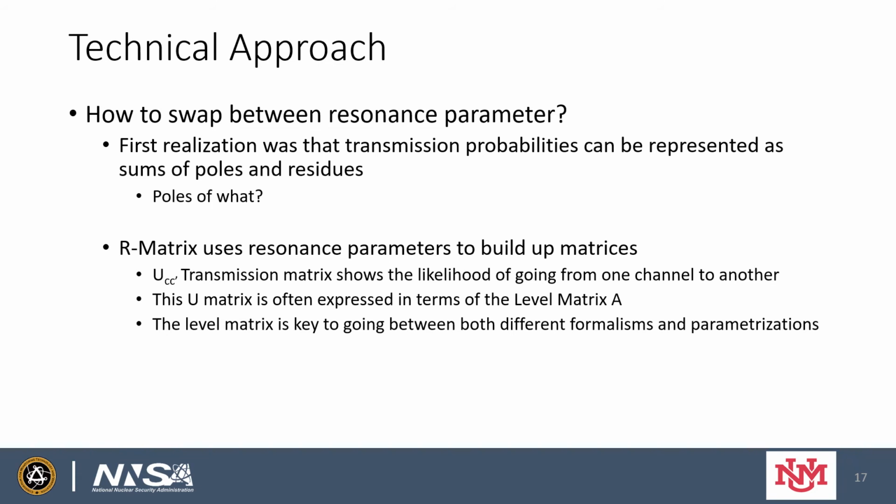So at the heart of R-matrix theory is a matrix called the transmission matrix. This matrix tells us how likely it is to go from one channel to another, where here channel just means a set of incoming or outgoing particles and their properties. Say a thermal neutron and a uranium atom going into a reaction would be an incoming channel, and then a fission event would be an outgoing channel. This matrix U is often expressed in terms of another matrix called the level matrix A. This level matrix ends up being key to the process of translating between the standard parameterization and the one needed for windowed multipole.